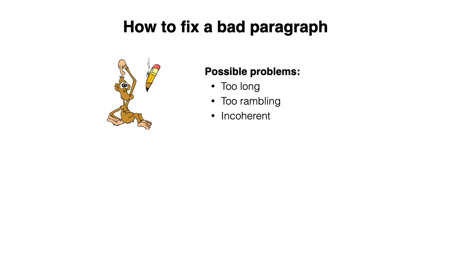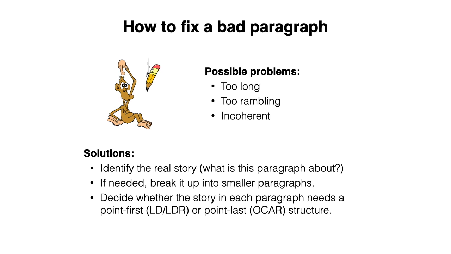So how can we fix a bad paragraph? You might have the following problems. It might be too long, too rambling, or incoherent. You can try a few solutions. Try to identify the real story. What is the paragraph about? If needed, break it up into smaller paragraphs. And decide whether the story in each paragraph needs a point first or point last structure.